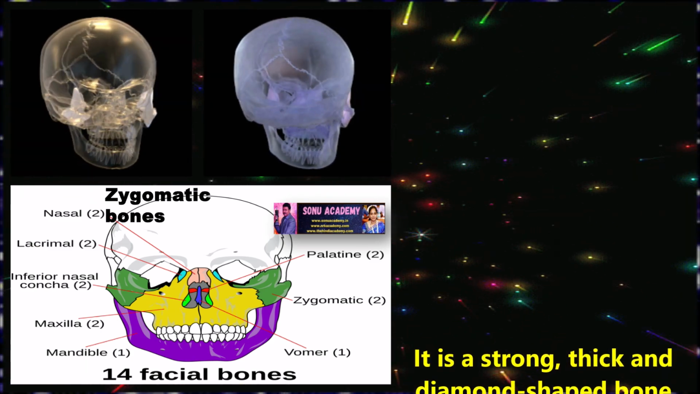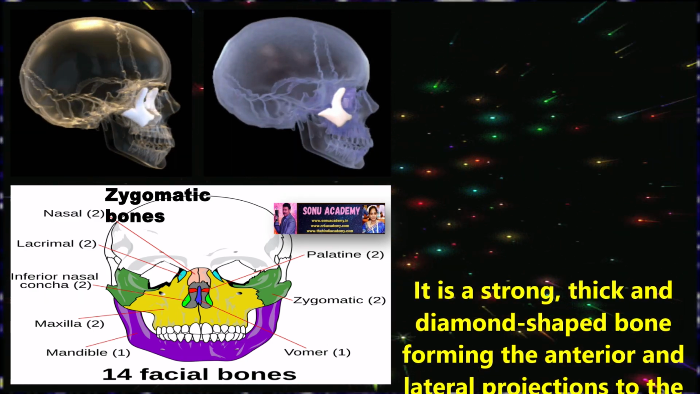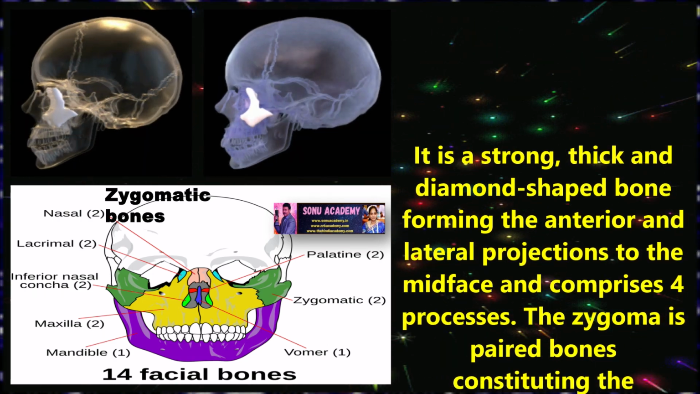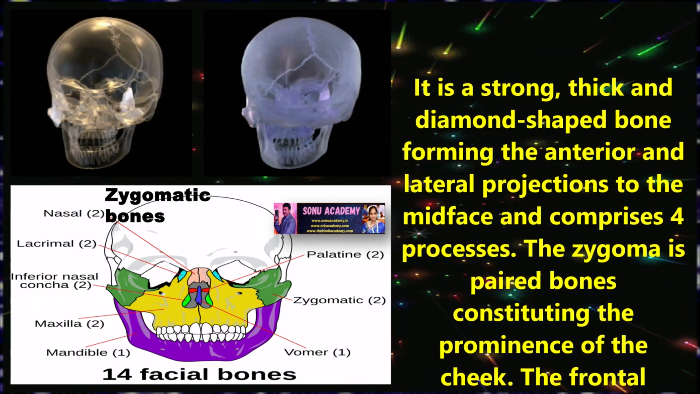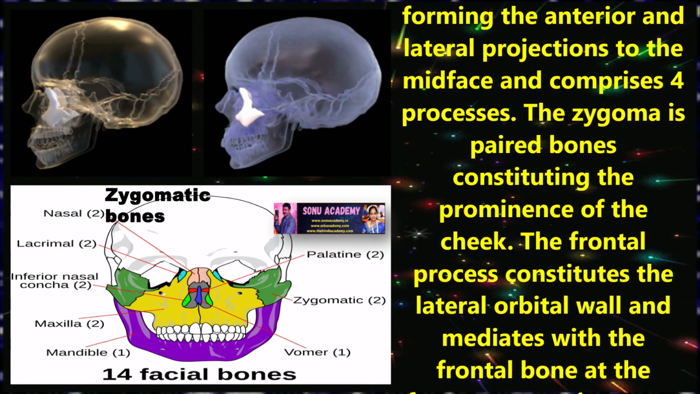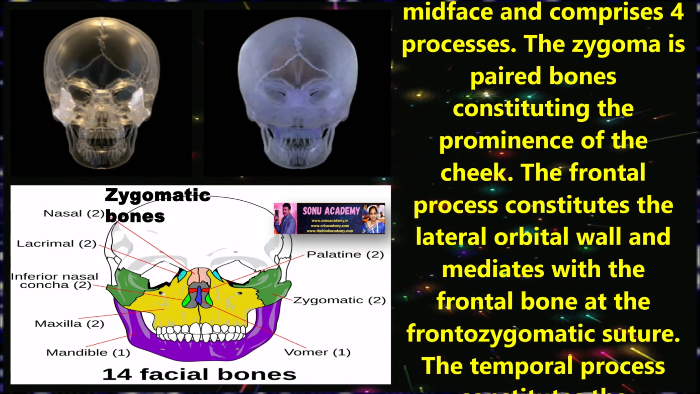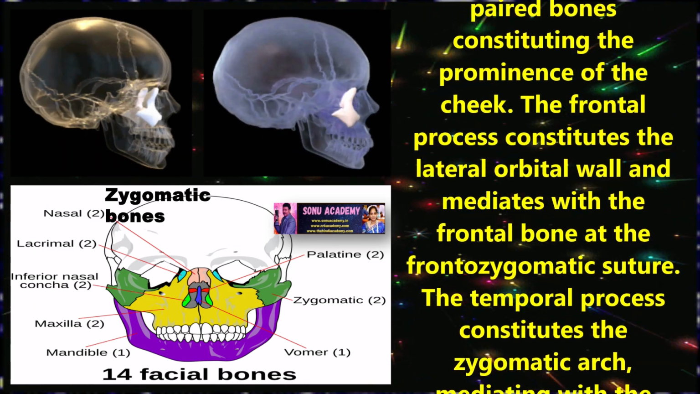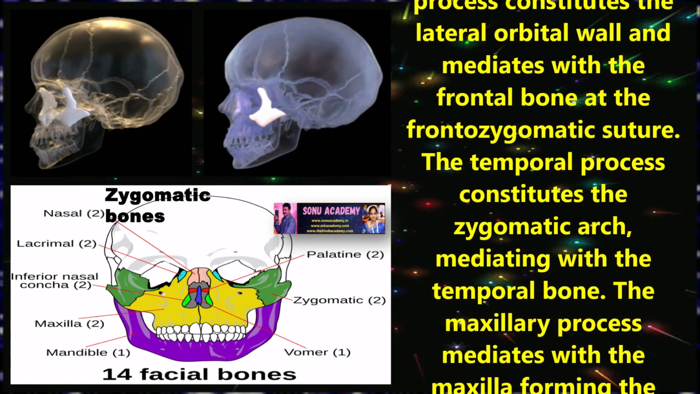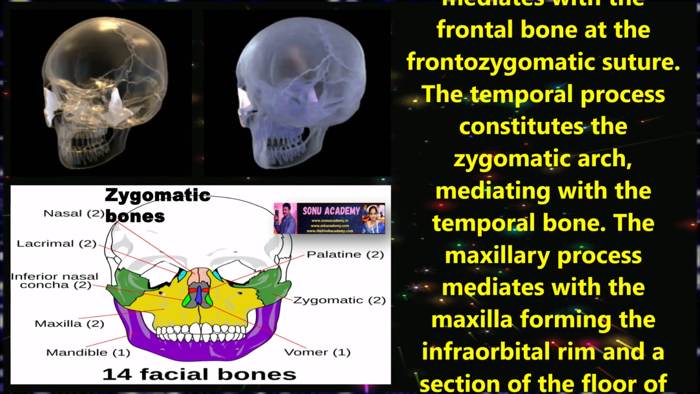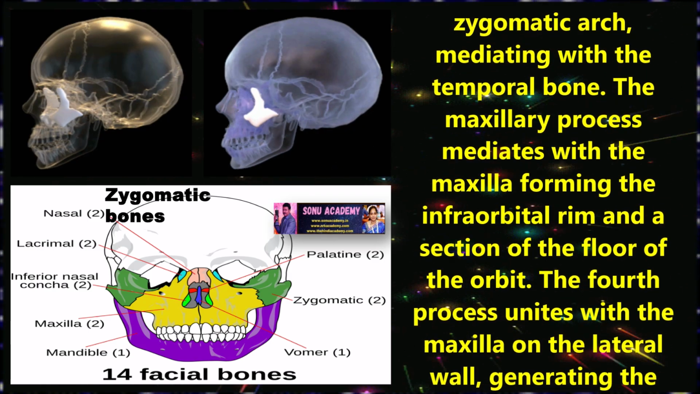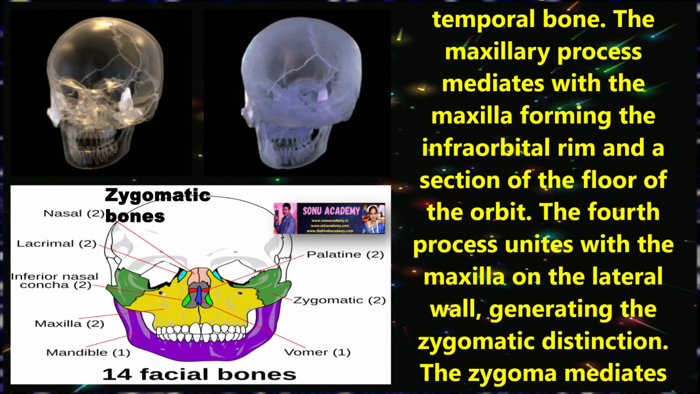Children, let us discuss zygomatic bones. It is a strong, thick and diamond-shaped bone forming the anterior and lateral projections of the midface and comprises four processes. The zygoma is a paired bone constituting the prominence of the cheek. The frontal process constitutes the lateral orbital wall and articulates with the frontal bone at the frontozygomatic suture. The temporal process constitutes the zygomatic arch, articulating with the temporal bone. The maxillary process articulates with the maxilla, forming the infraorbital rim and a section of the floor of the orbit.